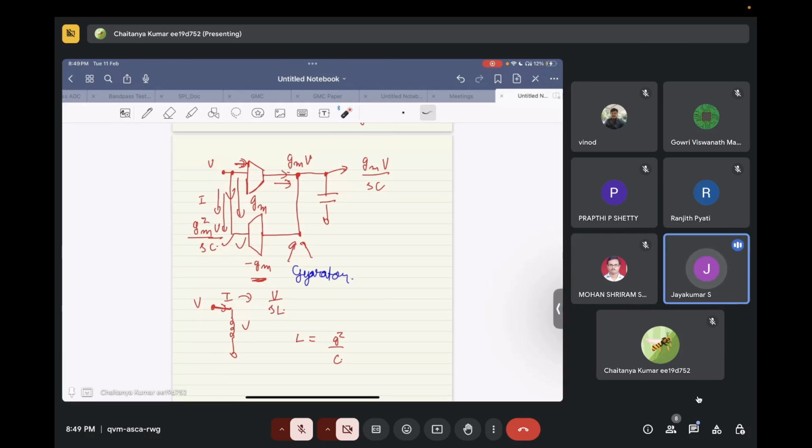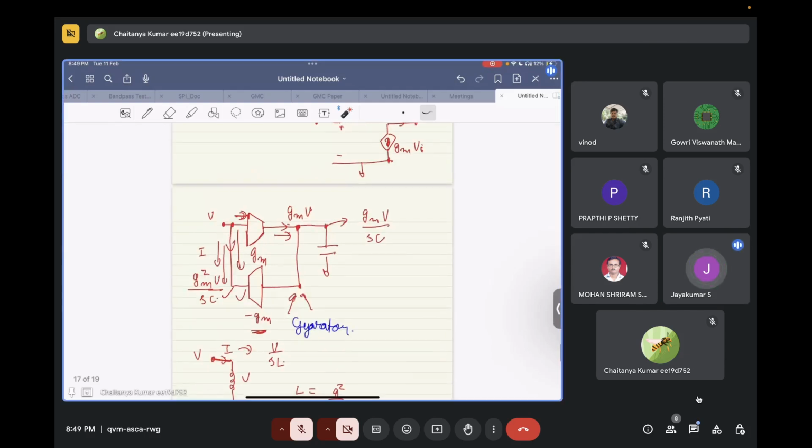GMV by SC we got because we have voltage V over here that will result in a current of GM times V in this direction. Now this current can't flow over here, because this is infinite impedance. All the current will flow into this capacitor. If a current flows into a capacitor, the voltage developed is I by SC. And if I is GMV, the overall voltage developed at this node will be GMV by SC.